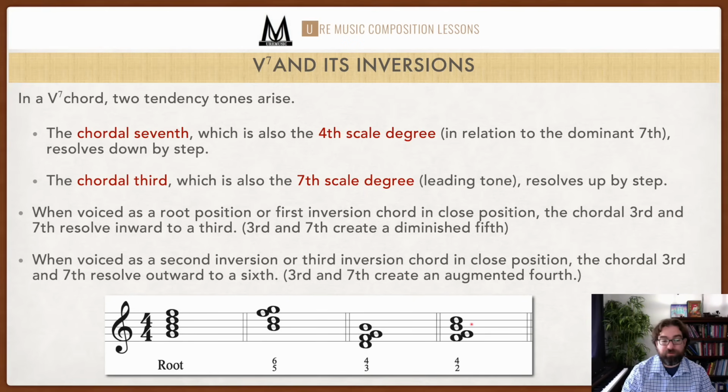When we voice these as a root position or a first inversion chord in close position, the chordal 3rd and the 7th will resolve inward to a 3rd. So here, this B and this F, they're going to come in. So if I were to play that, there's your 5/7 chord in the key of C. The 7th comes down to E, and the leading tone, or the 3rd of the chord, comes up to C. So what you end up with is this. There's your 5/7, and it resolves to a 1 chord. It sounds like a very solid cadence, right?